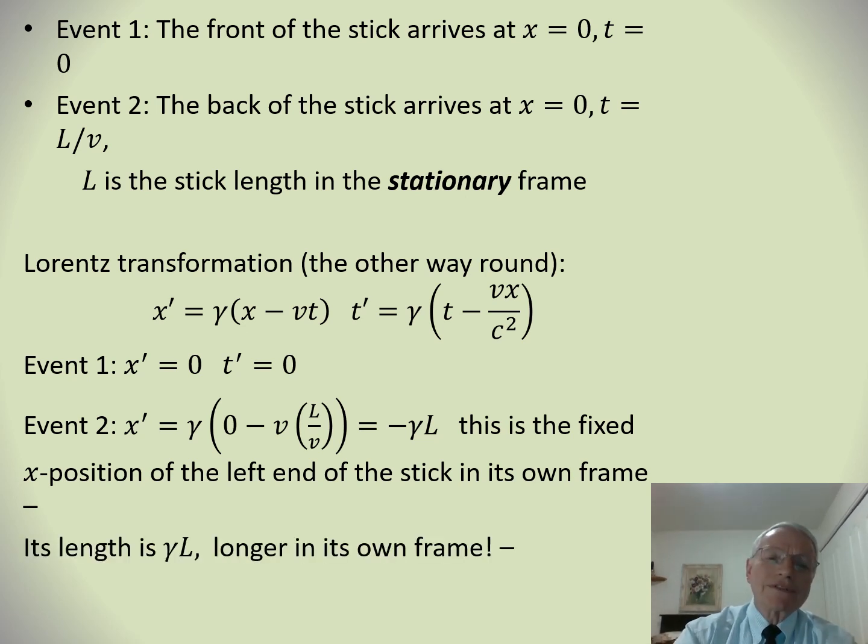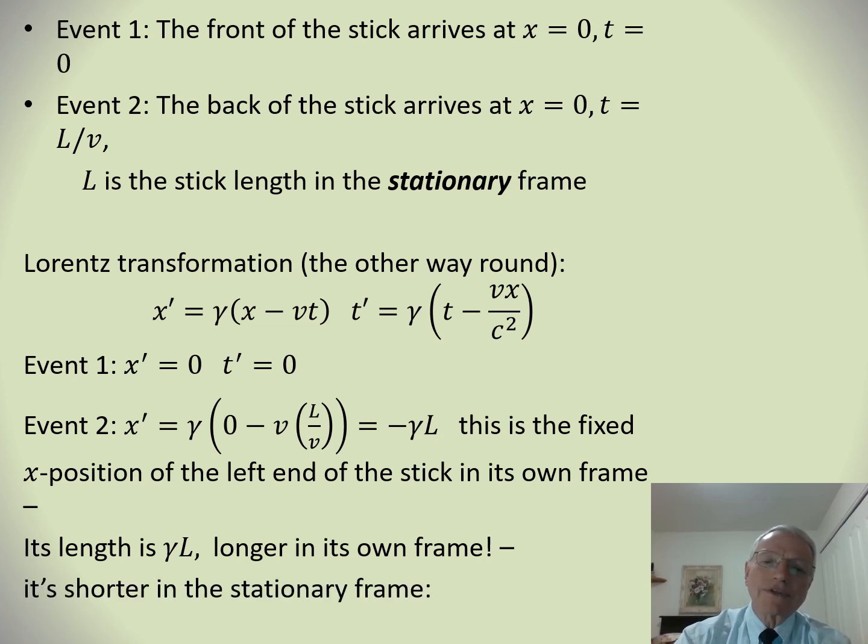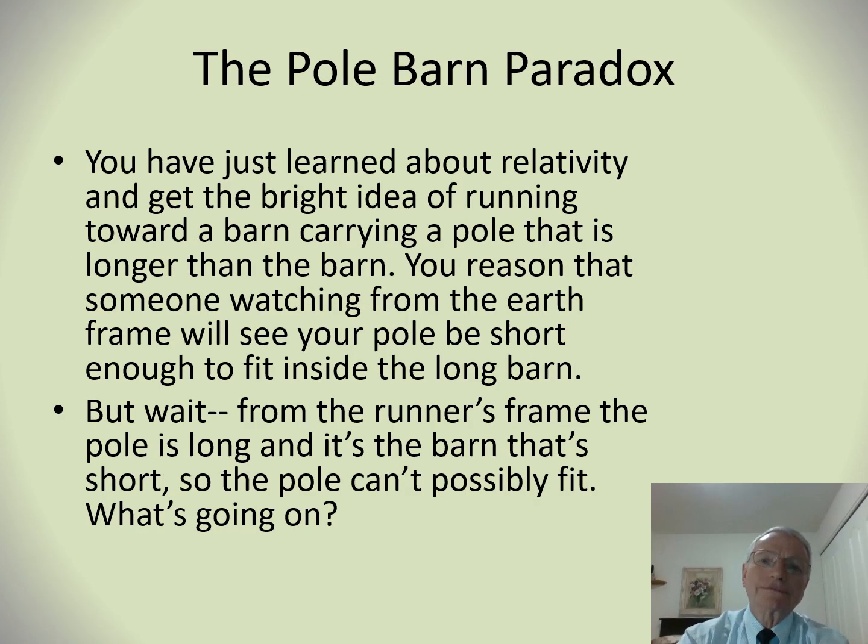So its own length, gamma L, is longer in its own frame than the length L measured in the stationary frame. So it's shorter in the stationary frame, and this is called length contraction. Moving sticks are short. All right, so now let's do something really fun.